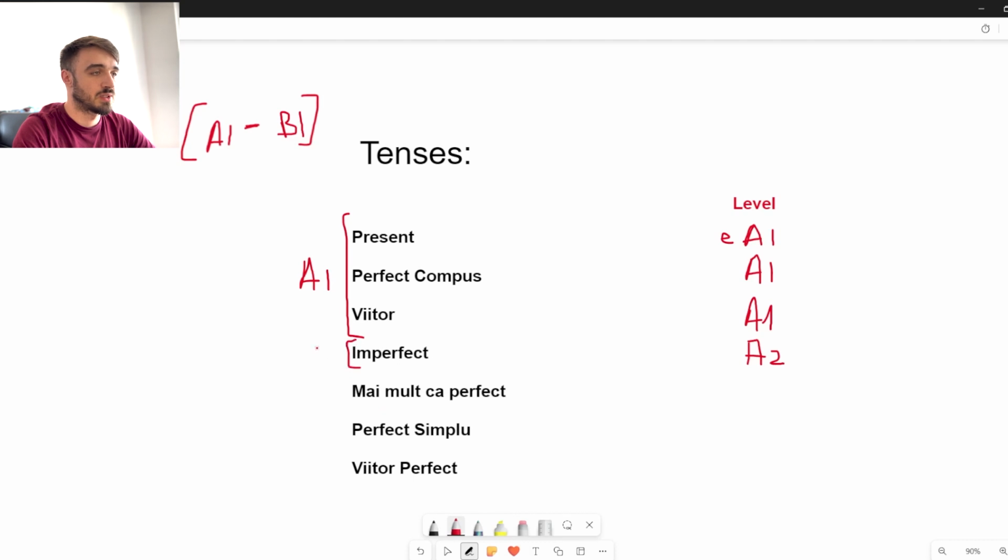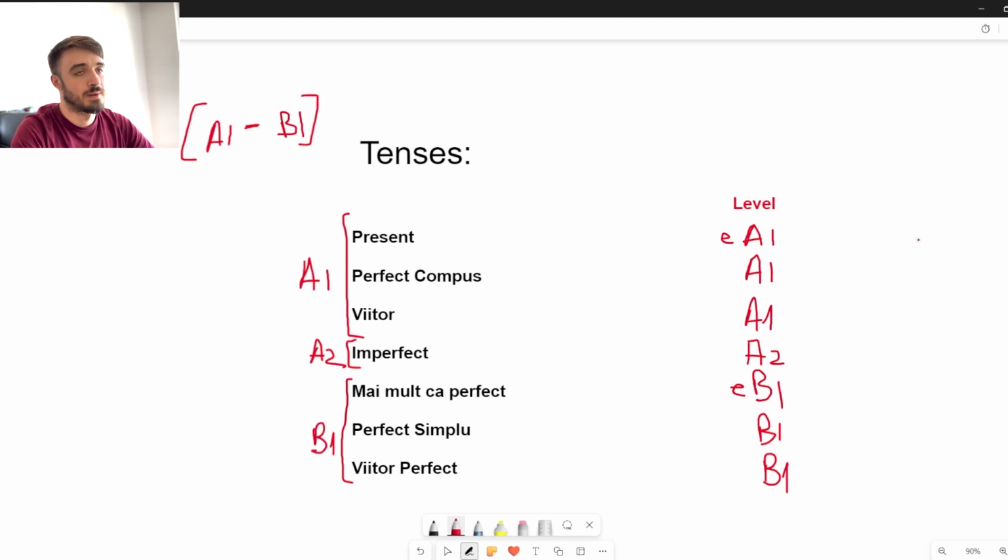I forgot to put this under A2. Learn the mai mult ca perfect first. So I would say, let's say early B1, and then learn the other two in your spare time or whenever you feel comfortable with everything else previously. So this is another B1, sorry. I will probably cover in a future video what I mean by those A0, A1 and so on.